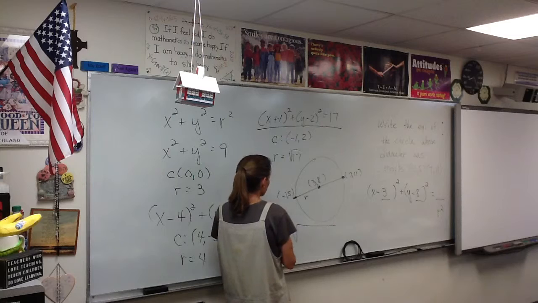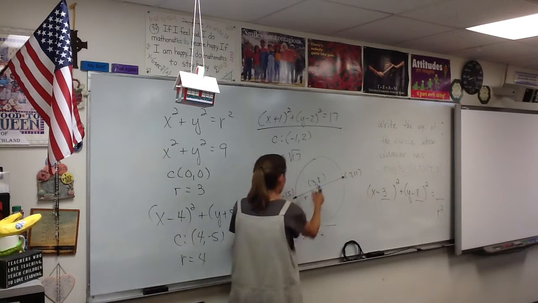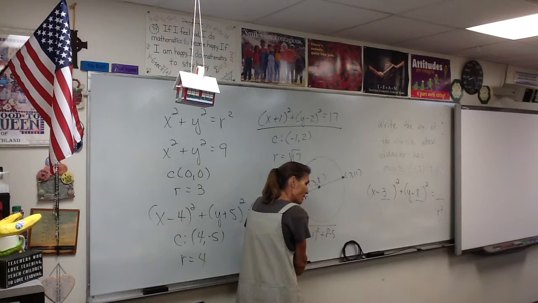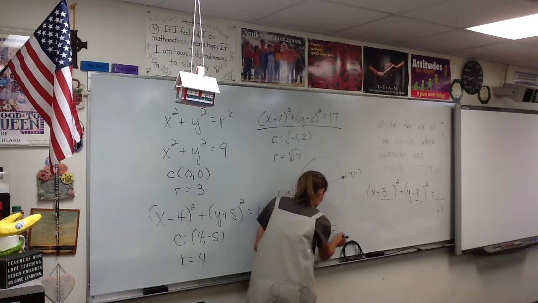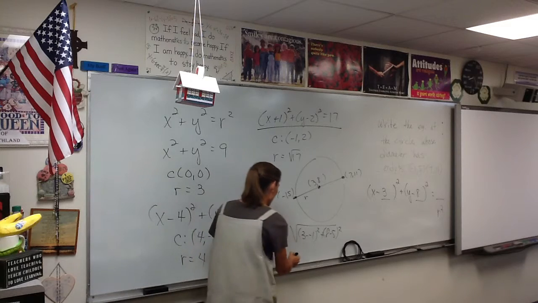So the radius is going to equal 3 - -1 squared and 8 - 5. Does this come out nice? Yeah. I'm going to go buy a lottery ticket, because that hardly ever happens. I might have made that up. Look at that. This is going to come out so nice.